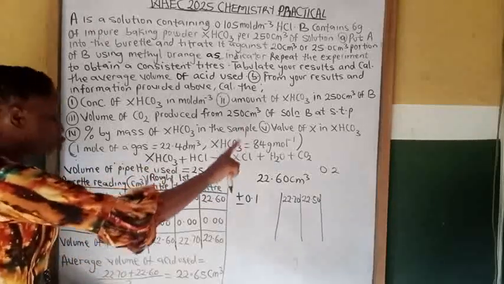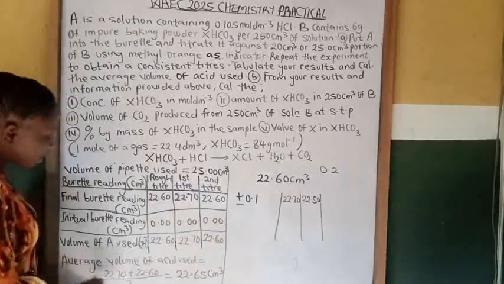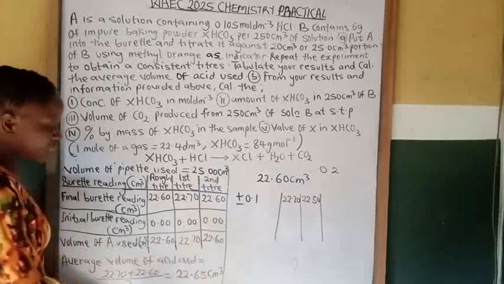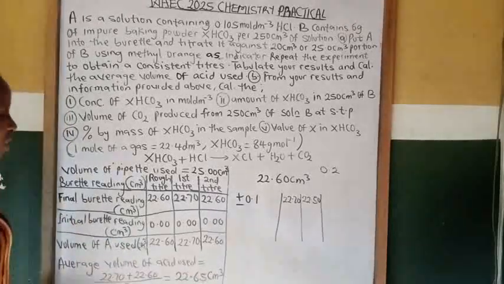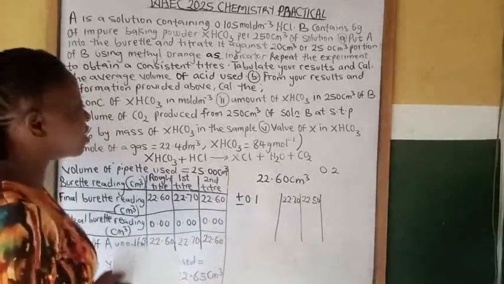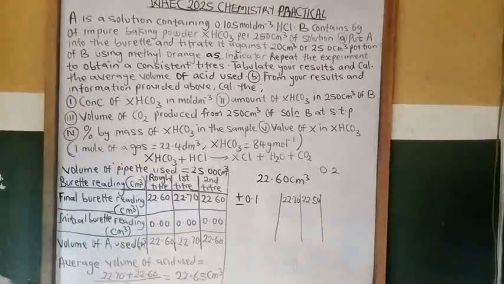This one will carry 2 marks. The volume of your pipettes used. Then the average volume of acid used. Don't forget to write your unit in what? In centimeter cube. So that is how to manipulate the table without carrying out the experiment.